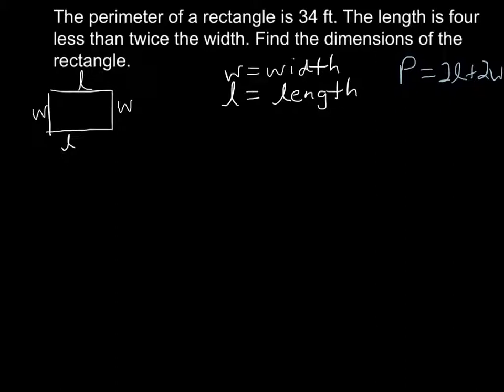So I'm just going to box this in over here. We need to remember that. We add up all the sides. That's what perimeter is. It's the distance around this rectangle. So we add them all up.